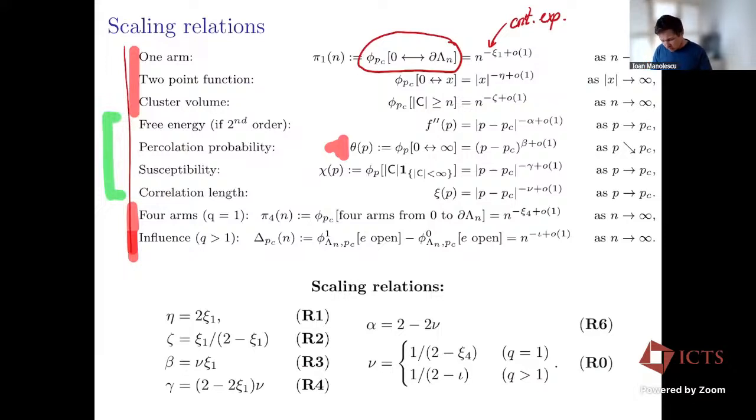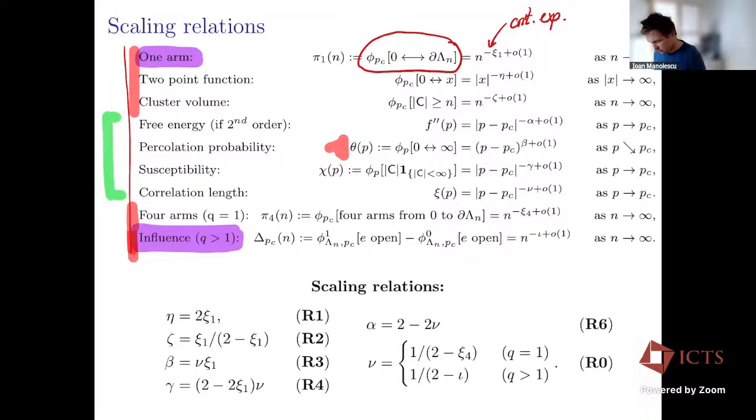And so this is where I wanted to get with these scaling relations. There are these scaling relations that I mentioned for Bernoulli and that we derived with Hugo for FK, which show you that actually the near critical exponents, all these green guys here, and most of the red guys are related to just two exponents. If you know two exponents, you basically know all the others. These two exponents are the one-arm exponent, this one, and what's called the influence exponent, which in the case of Bernoulli percolation is the four-arm exponent.